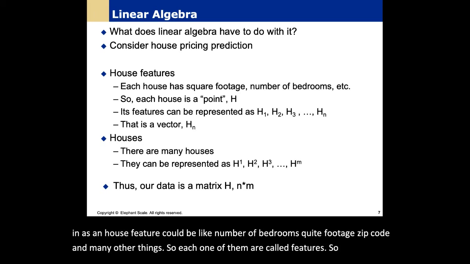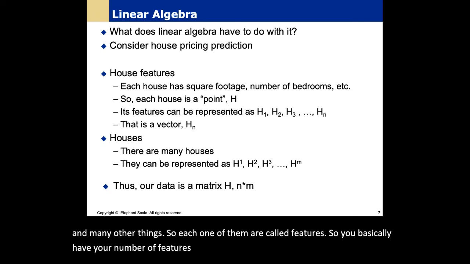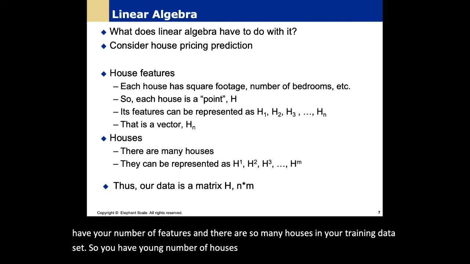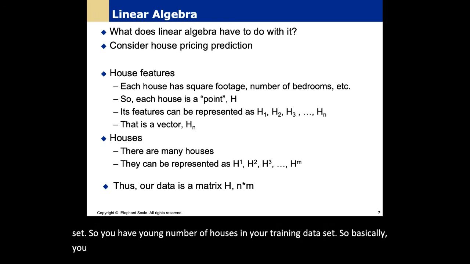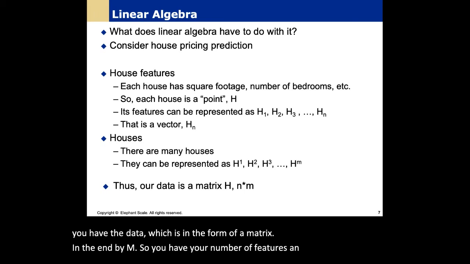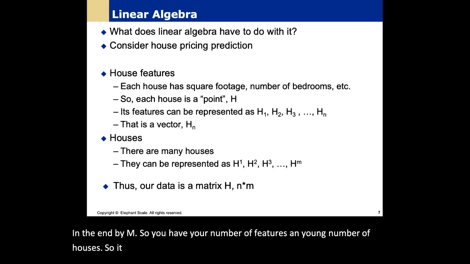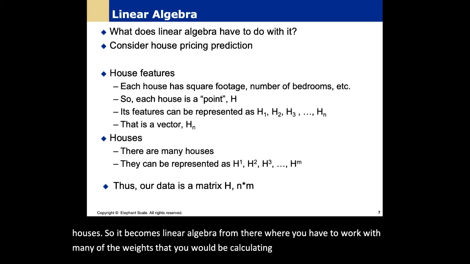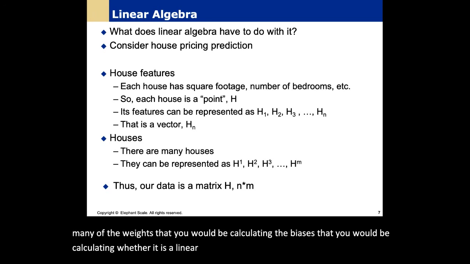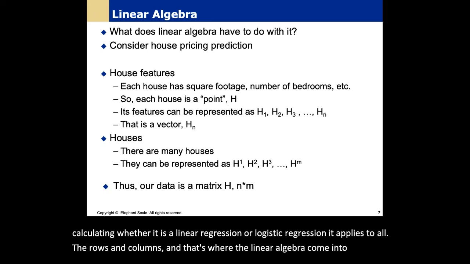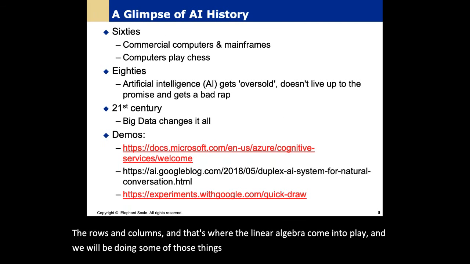So you basically have n number of features, and there are so many houses in your training data set. You have m number of houses in your training data set. So the data is in the form of a matrix, n by m: n features and m houses. It becomes linear algebra from there, where you have to work with the weights and the biases that you would be calculating, whether it is a linear regression or a logistic regression. It applies to all the rows and columns, and that's where linear algebra comes into play, and we will be doing some of those things in the classes that we have.